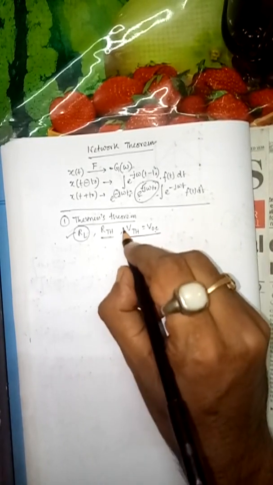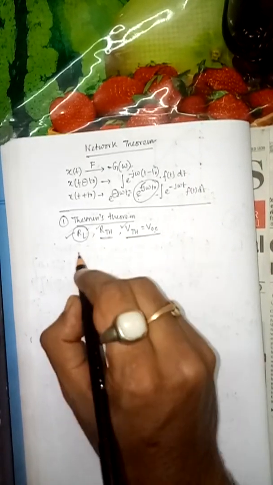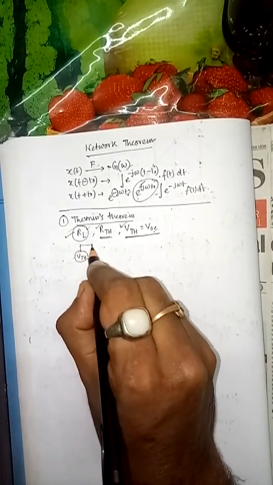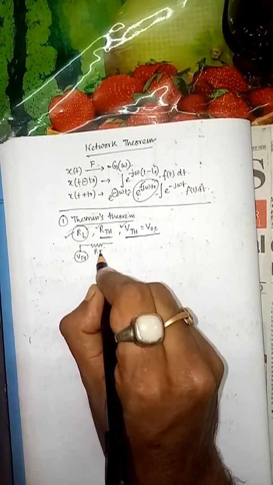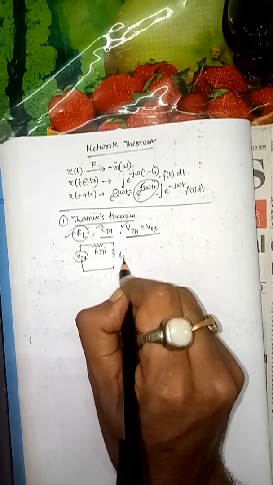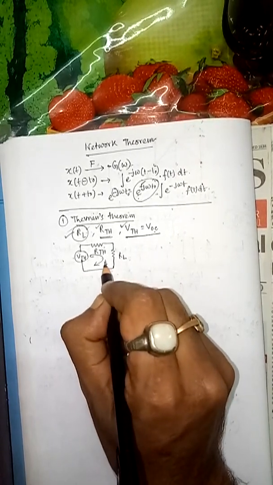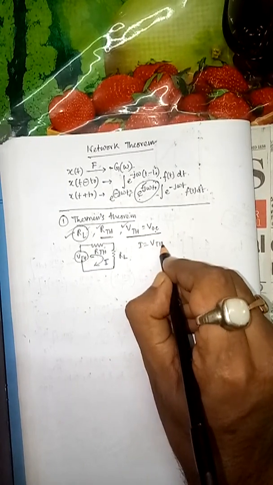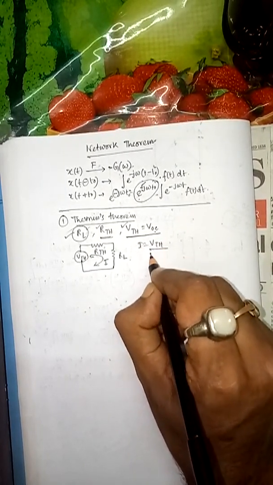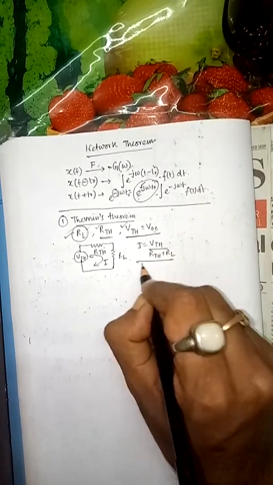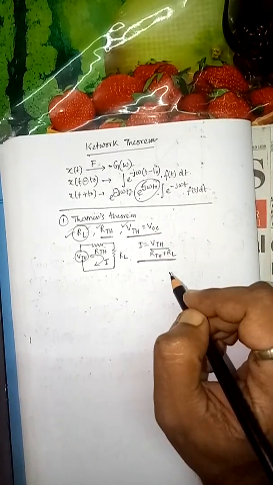So I have to get these three values, and you have to make a circuit like this. This is VTH, this is RTH, and this is RL. So the total current flow I is VTH or VOC divided by RTH plus RL. This is the basic form of Thevenin's theorem.